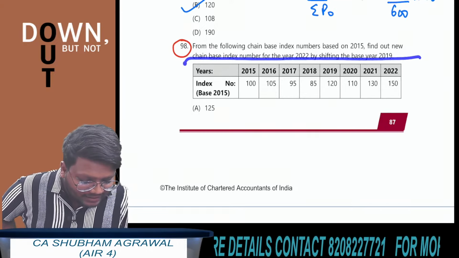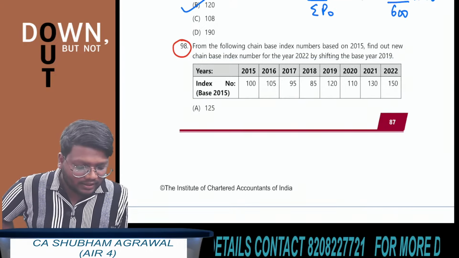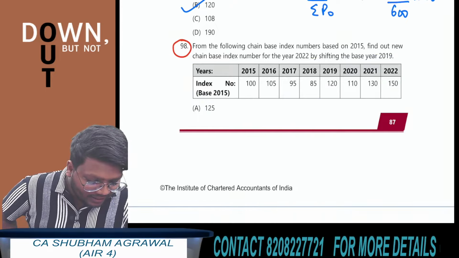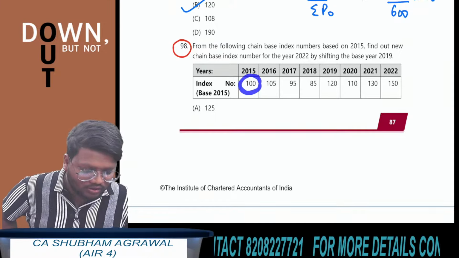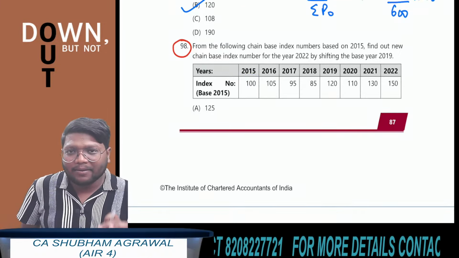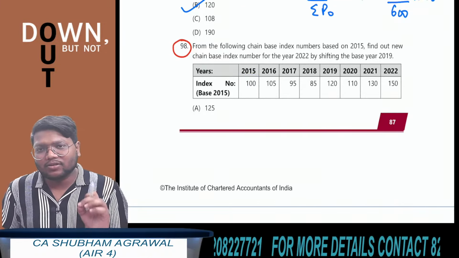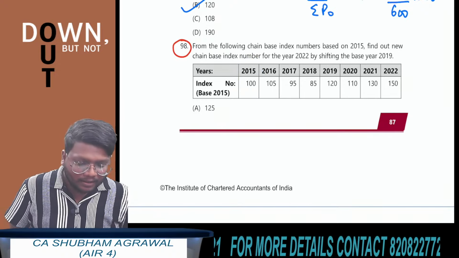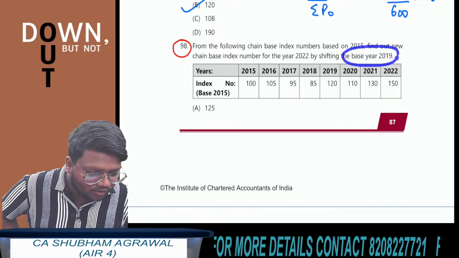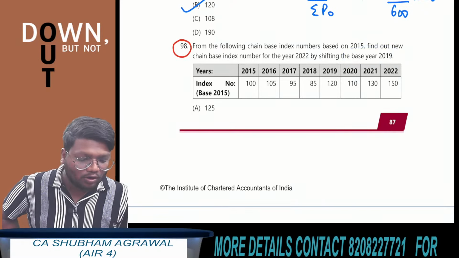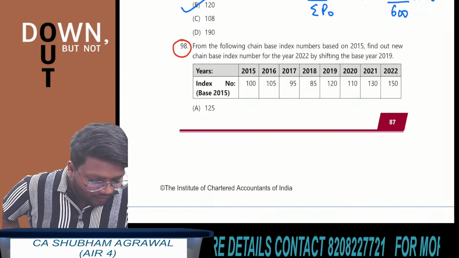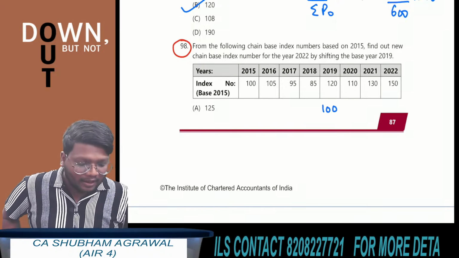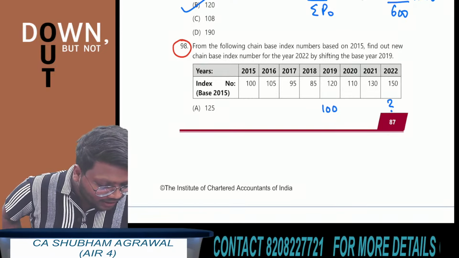See here in this table, which is the base year? 2015. Why? Because you can see here that the index number of the year 2015 is 100. And the index number of the base year is always taken as 100. So year 2015 is the base year. Now we are shifting the base year to 2019. It means now we have to take the index number of the year 2019 as 100. And we have to find now the index number for the year 2022.